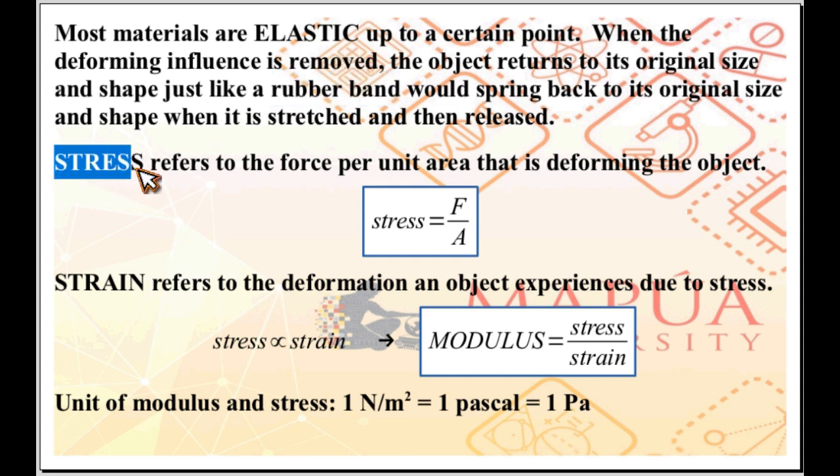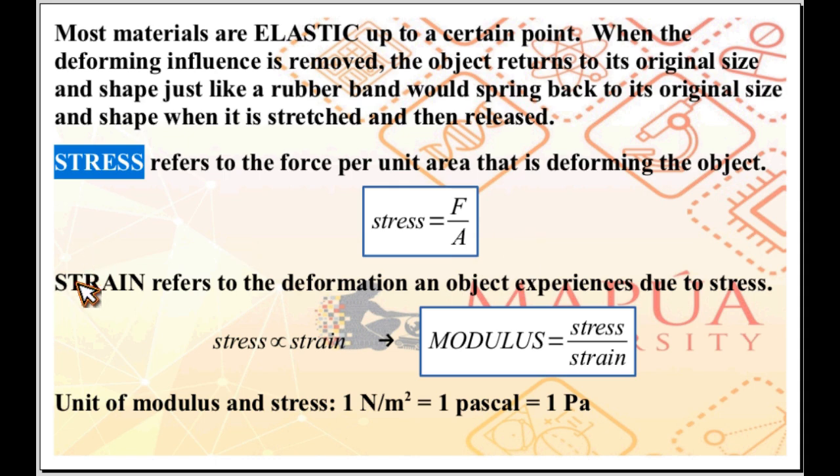Stress refers to the force per unit area that is deforming the object. The deforming influence, that's stress, and stress is force per unit area, so stress is equal to the force that is deforming the object divided by area A. F is applied on area A. A may be cross-section area or surface area. Stress is force spread out on a particular area.